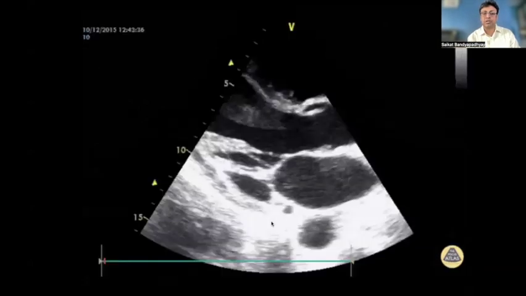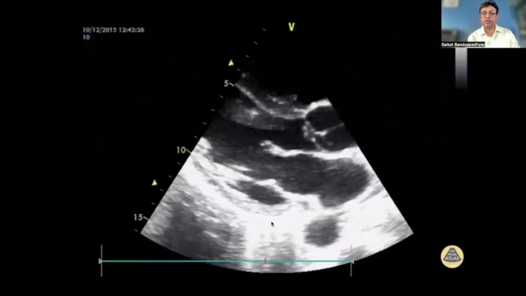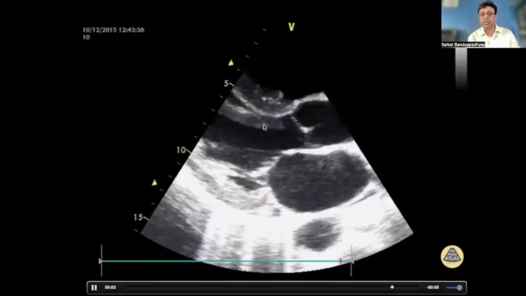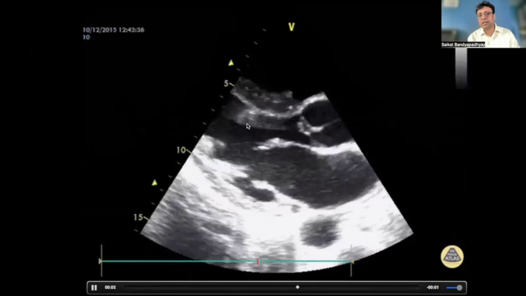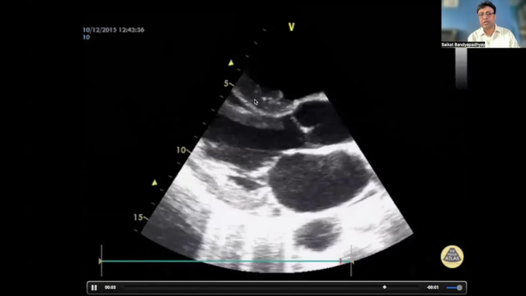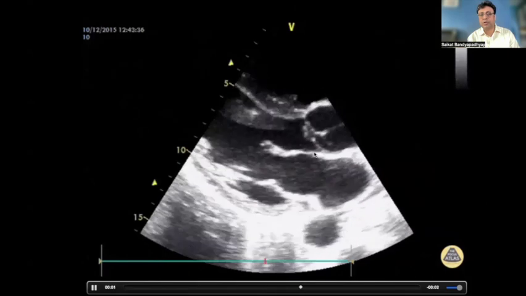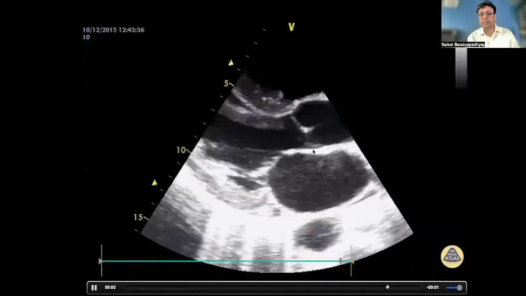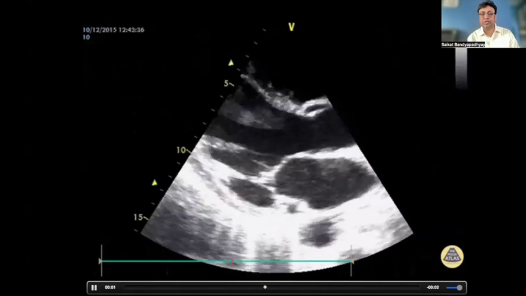Now, in a similar image over here, the gain is too much. Maybe the gain needs to be adjusted. It's very important. And there's a shadow over here. I don't think this is anything pathologic. It's probably an artifact because of reverberation from the septum. But what is pathological over here? You can see a subaortic membrane in this particular image.